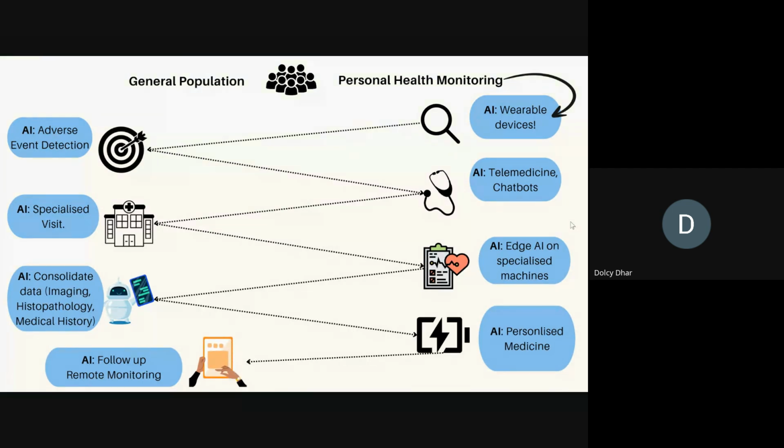And with the help of AI, we can consolidate all of these specialized machine answers in a fraction of minutes maybe. We can consolidate all of this data: imaging, histopathology, and medical history. Histopathology here is blood tests.